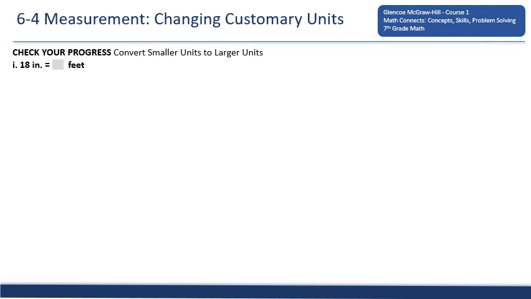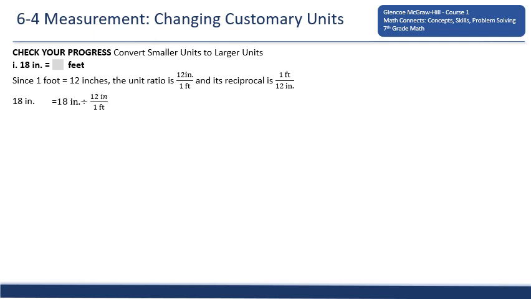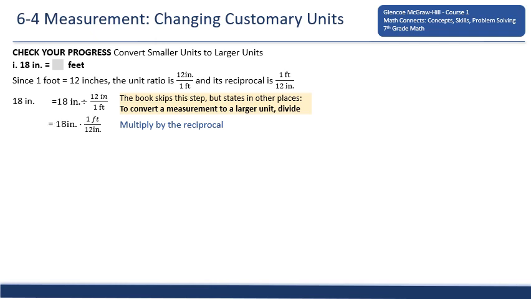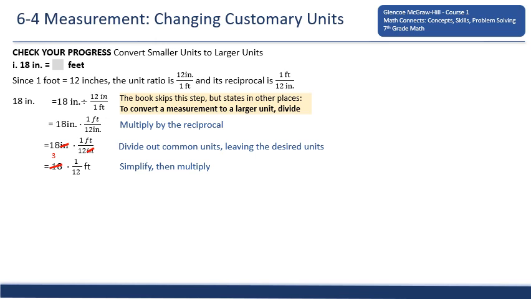18 inches equals how many feet? Since 1 foot equals 12 inches, the unit ratio is 12 inches per foot, and its reciprocal is 1 foot over 12 inches. 18 inches divided by 12 inches over a foot. In order to divide, we actually multiply by the reciprocal. Then we will cancel out the inches, and we get 18 times 1 over 12. If we simplify, 18 divided by 6 is 3, and 12 divided by 6 is 2.